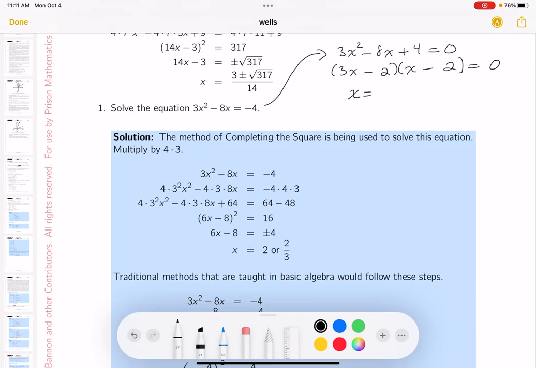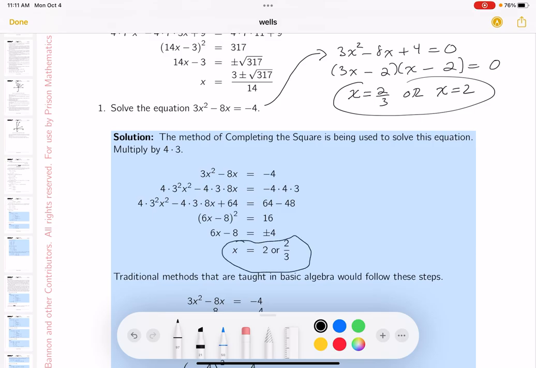Well, 3x minus 2 becomes 0 when x is equal to 2/3, or x minus 2 becomes 0 when x is equal to the number 2. All right? Let me sharpen my pencil. It's getting weak. I do see those answers here, by the way. That's one way to do it.